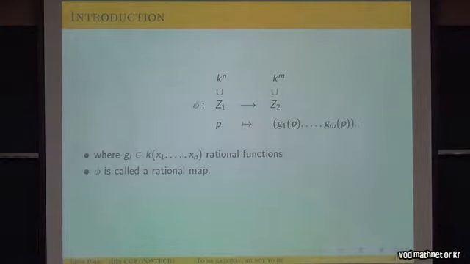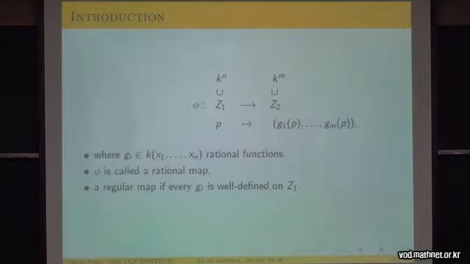But we call this a map in algebraic geometry; it's called a rational map, because your components consist of rational functions. In particular, if every g_i component function is well defined at every point of Z1, then we say this map is regular. This is actually a map, because it is defined everywhere.